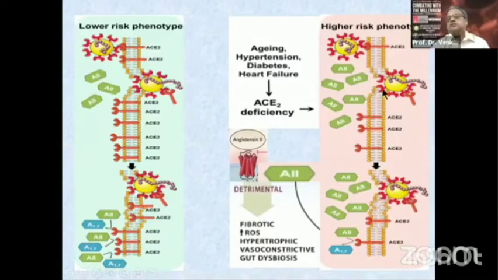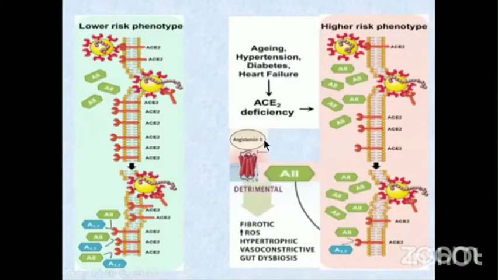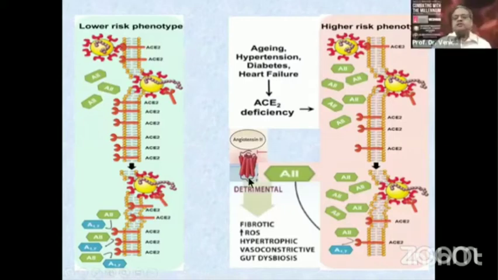And most of those get internalized when the virus binds to the receptor and gets internalized into the cell. So the number of receptors, the number of the enzyme molecules reduces, and this enzyme is unable to convert angiotensin 2 into angiotensin 1,7. So this is detrimental. So angiotensin 2 is present in excess. It binds to the angiotensin 2 receptor, producing fibrosis, increase in reactive oxygen species, hypertrophy of cardiac muscle, vasoconstriction, high blood pressure, and it even affects the gut microflora.